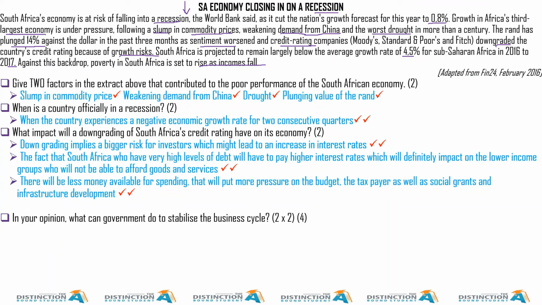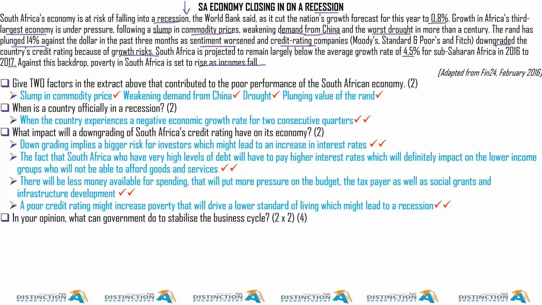Then there will be less money available for spending. That will put more pressure on the budget, the taxpayer will, as well as social grants and infrastructure development. The poor credit rating might increase poverty. That will drive a lower standard of living, which might lead to a recession.